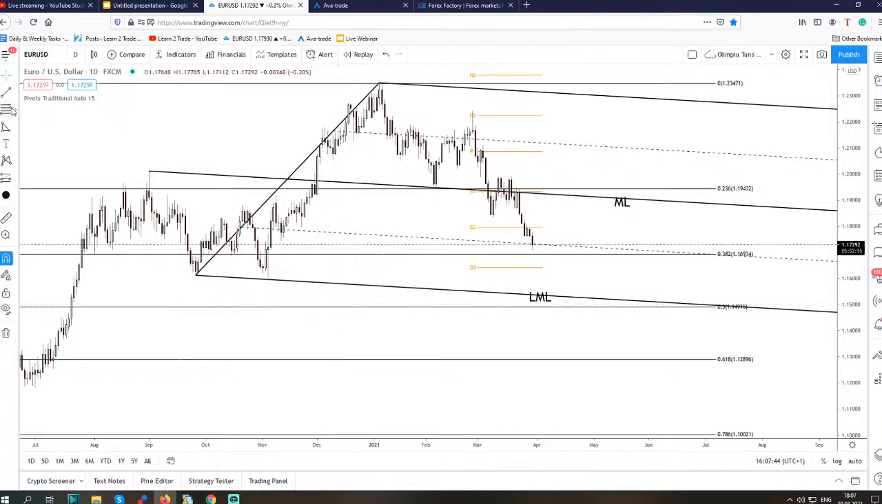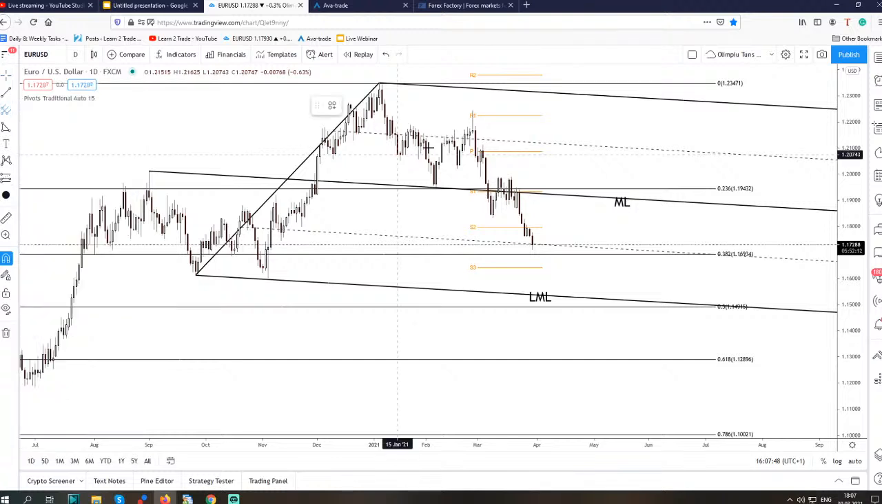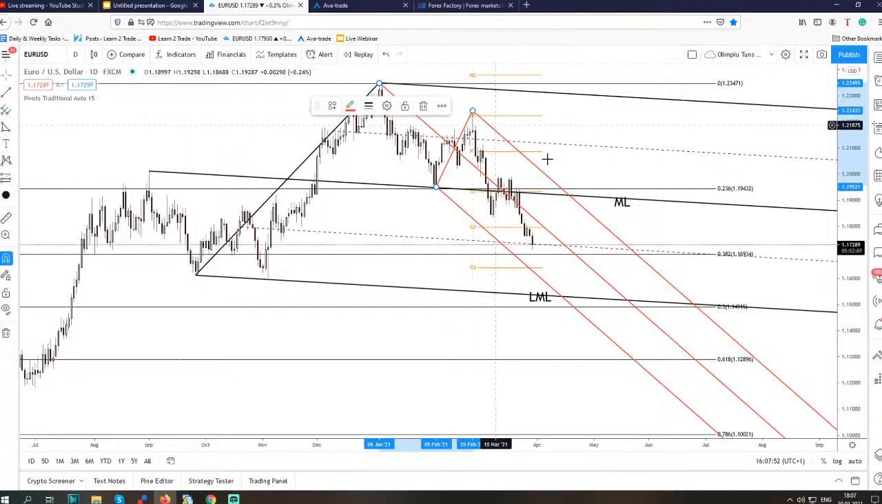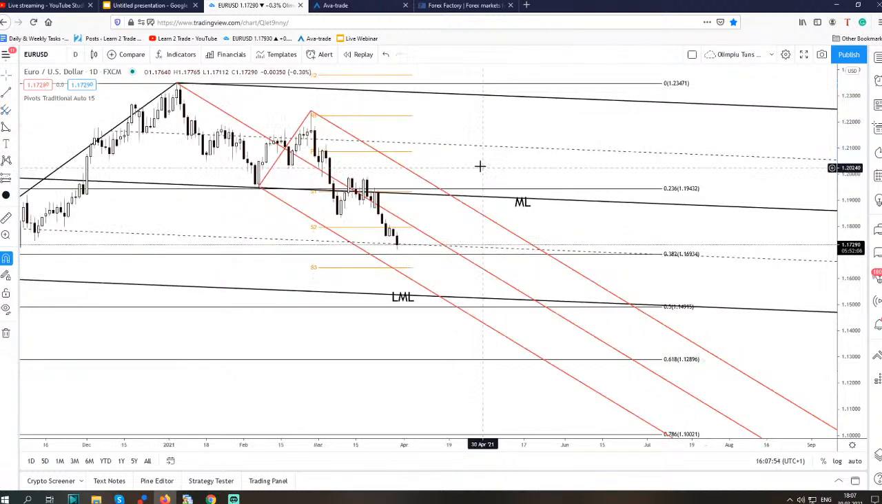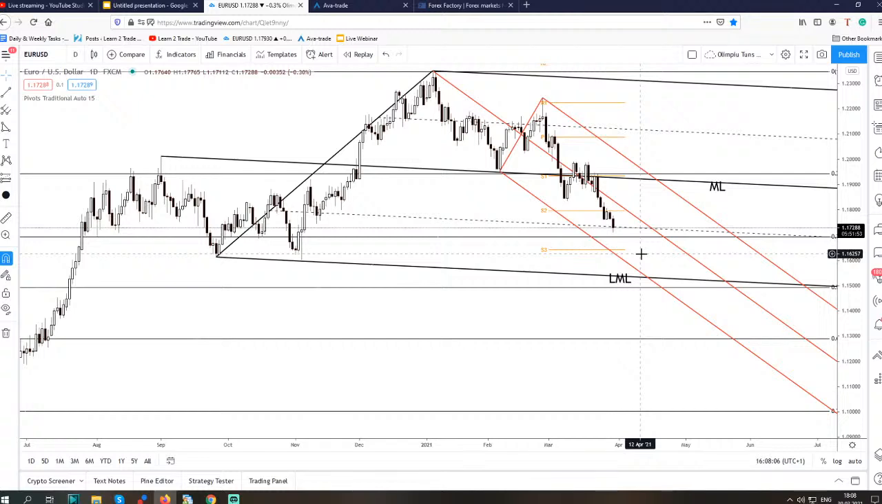We could draw also here a small descending pitchfork, 1, 2, 3. So as long as the price will continue to be traded right below this medium line of this minor descending pitchfork, the bias will be bearish and the pair could continue to drop.